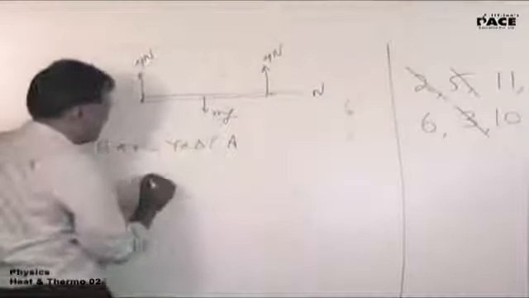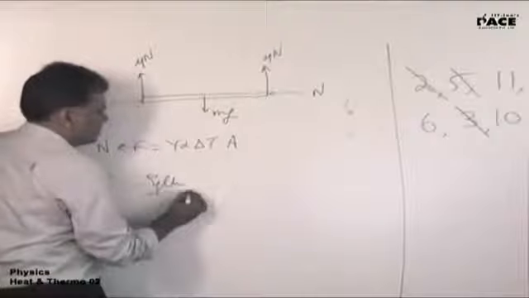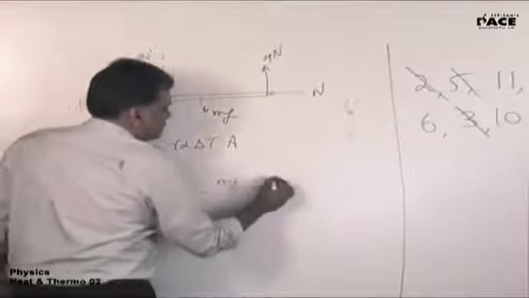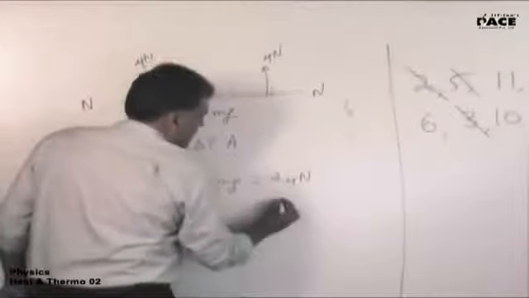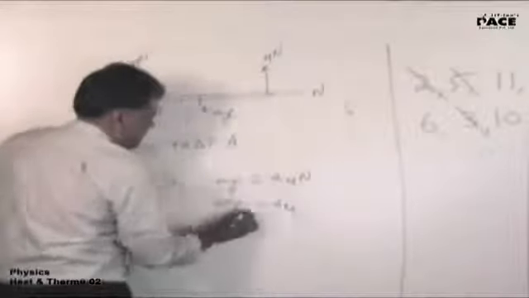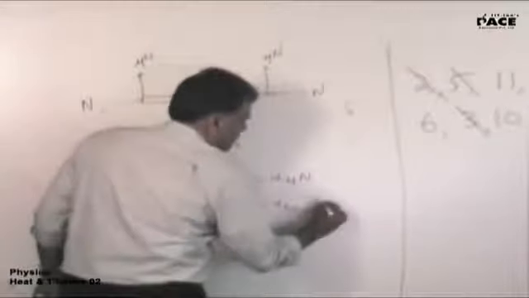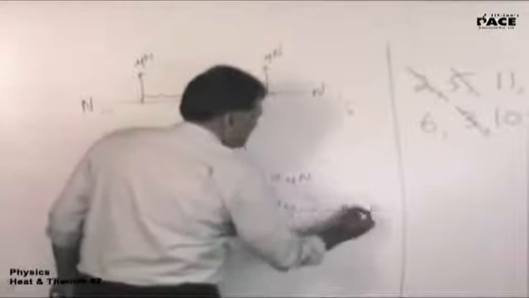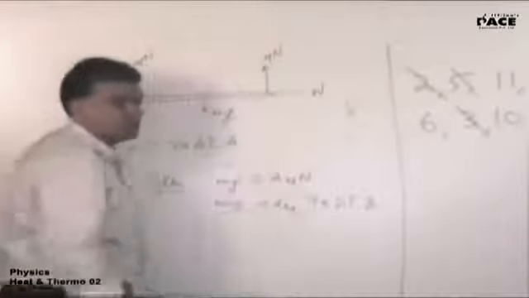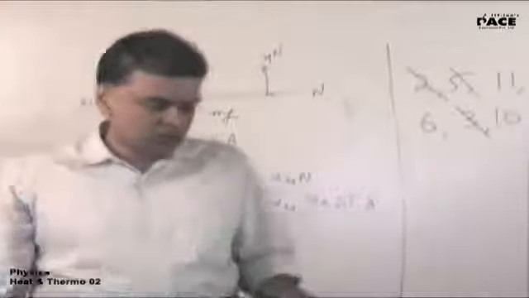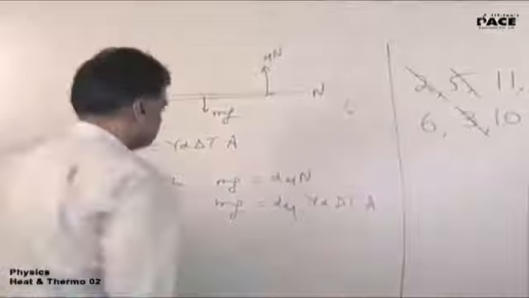So for equilibrium, what do we say? For equilibrium, mg must be equal to 2 mu N. And what is N? Well, N happens to be Y alpha delta T into A. So solve for delta T, you get your answer.